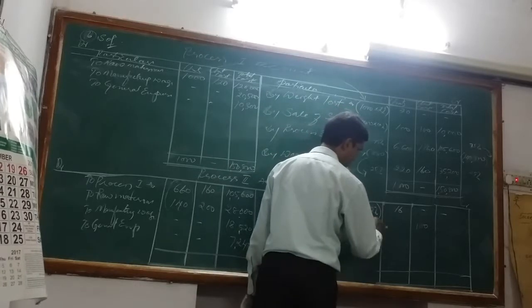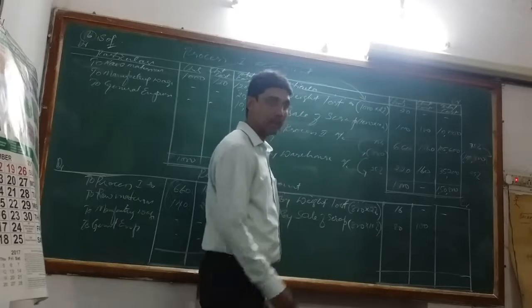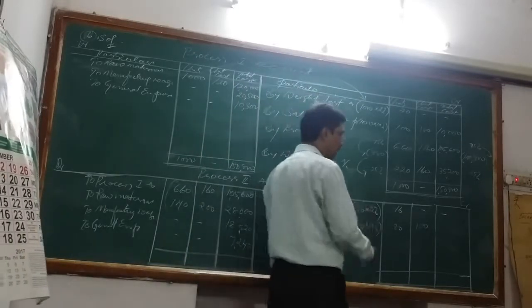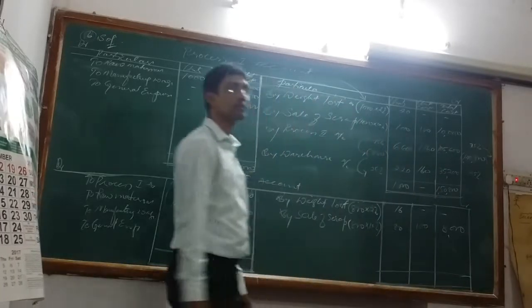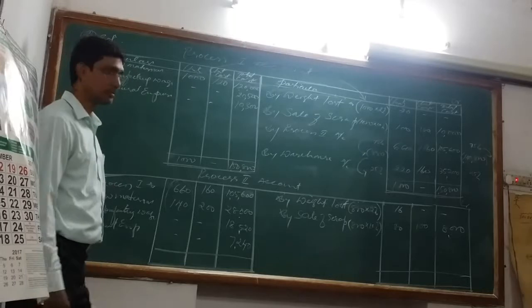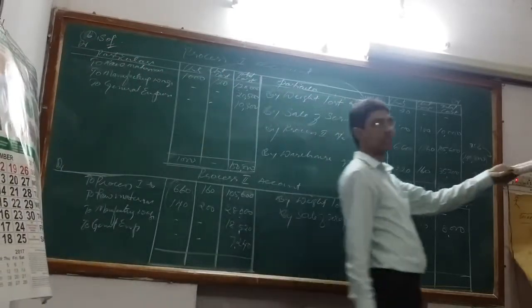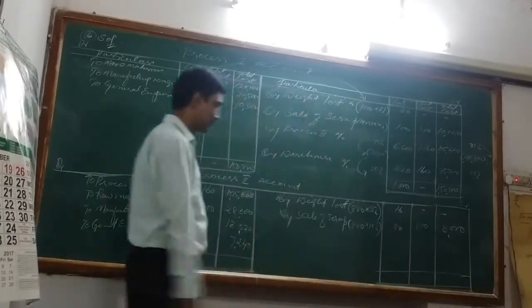See the scrap. 800 into 10%. Easy. 10% of 800 is 80. Yes or no? 80 multiplied by 100 comes to 8,000. Then we have to close the process account. Half is transferred to process 3 and the remaining half is transferred to warehouse for sale.